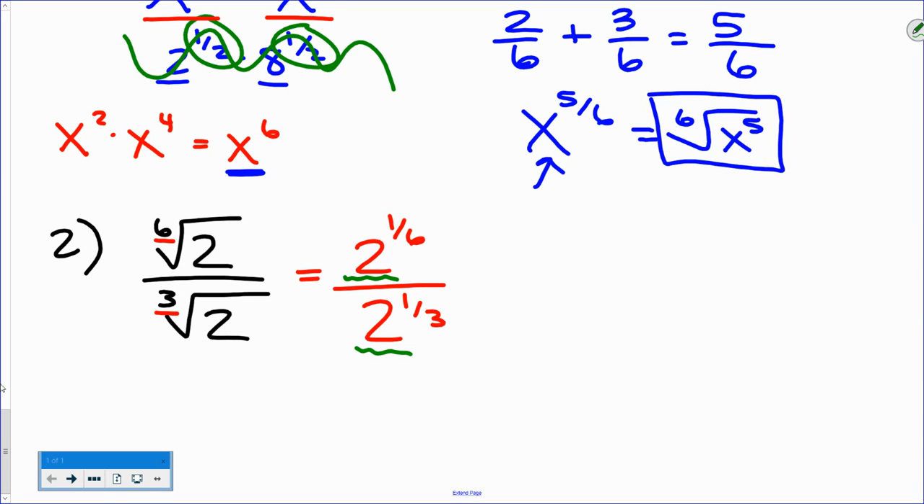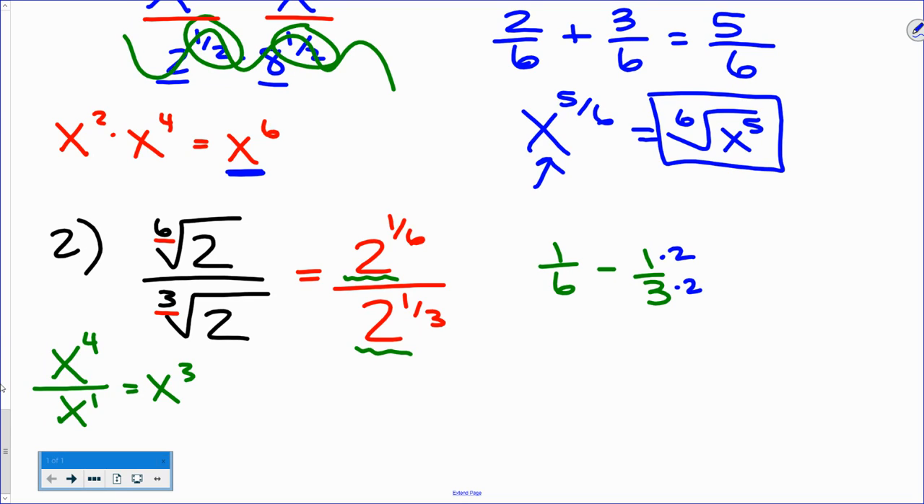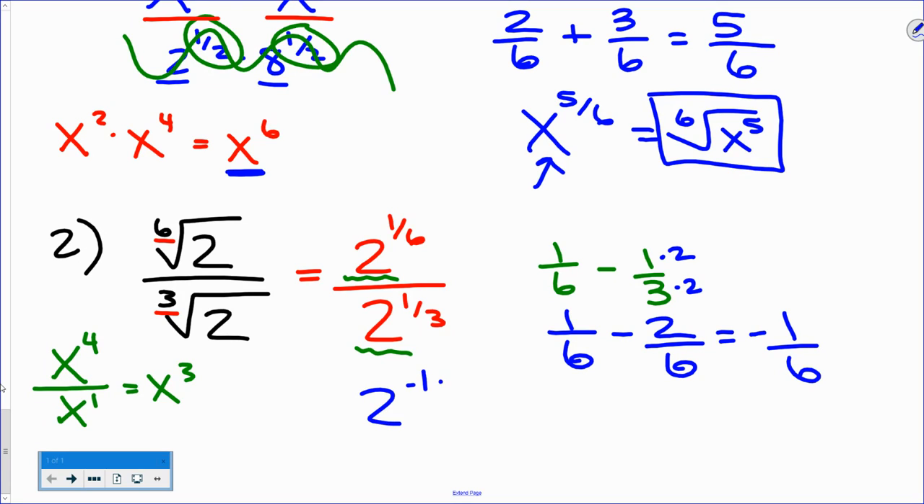Remember, when you are dividing, I subtract those exponents if they have the same base. So 2 is the same base. So I'm going to take 1/6 minus 1/3. Once again, we need common denominators to subtract. So I will have to multiply this by 2. So I get that common denominator of 6. So 1/6 minus 2/6 would give me negative 1/6. So that is my exponent on my base of 2.